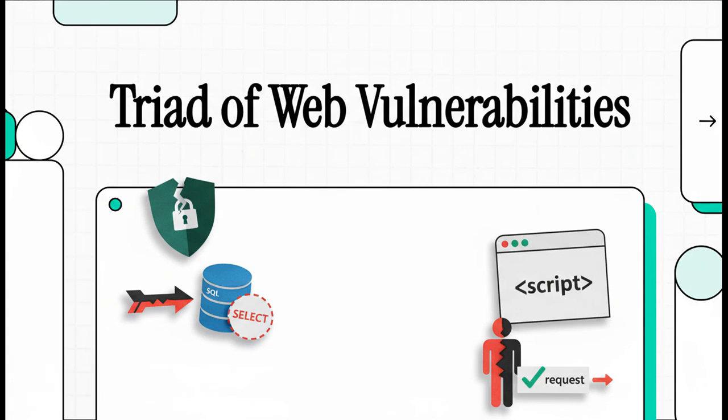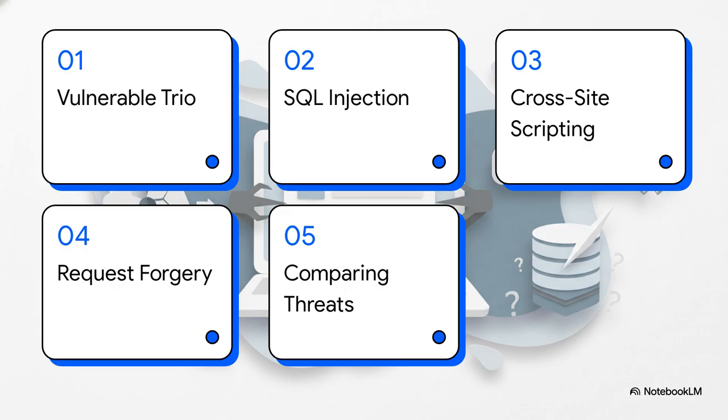Hey everyone, if you're building anything for the web, you need to know that you're on the front lines of a constant battle for security. So today, we're going to break down an essential guide for any student or aspiring developer. We're diving into the three most common and frankly most dangerous vulnerabilities you're going to face: SQL injection, cross-site scripting, and cross-site request forgery. So here's our game plan.